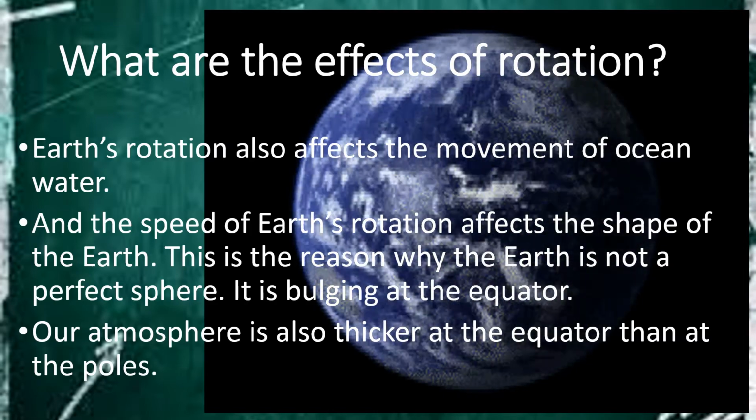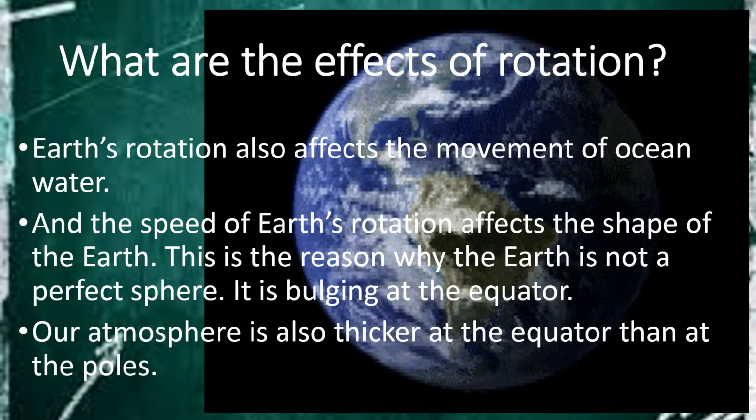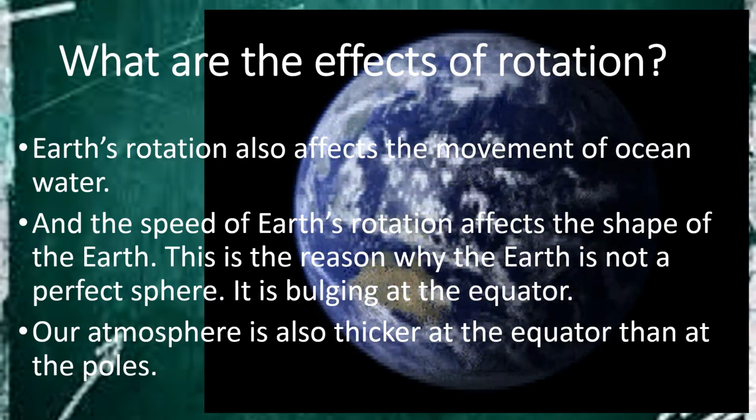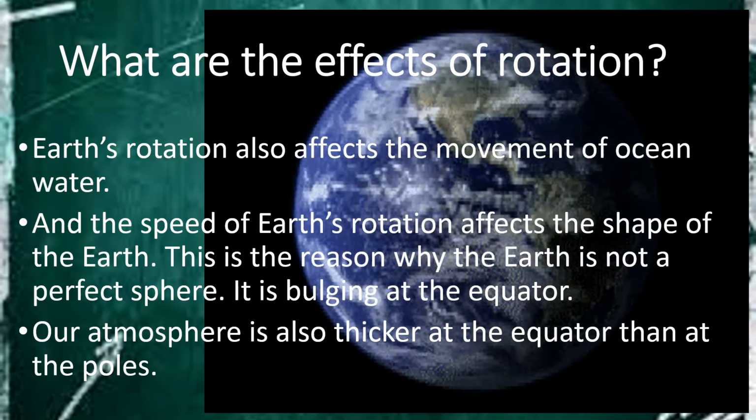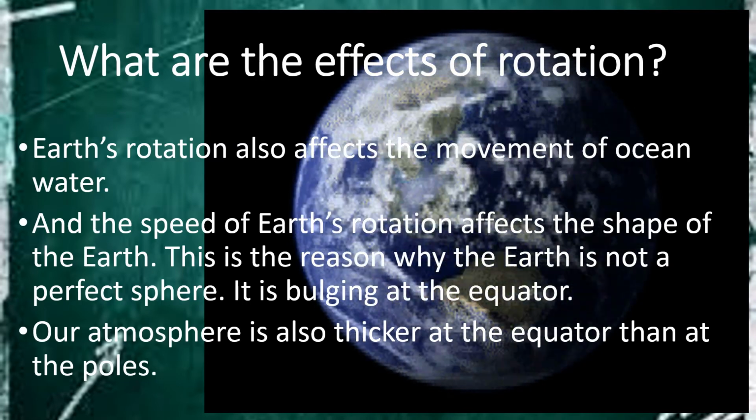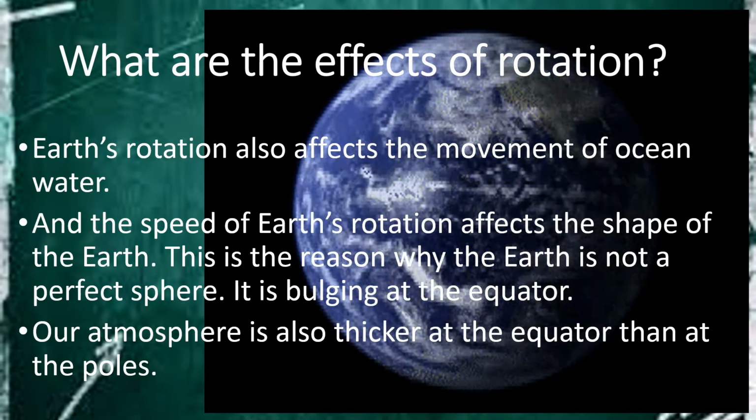Earth's rotation also affects the movement of ocean water, and the speed of Earth's rotation affects the shape of the Earth. This is the reason why the Earth is not a perfect sphere. It is bulging at the equator. Our atmosphere is also thicker at the equator than at the poles because of Earth's rotation.